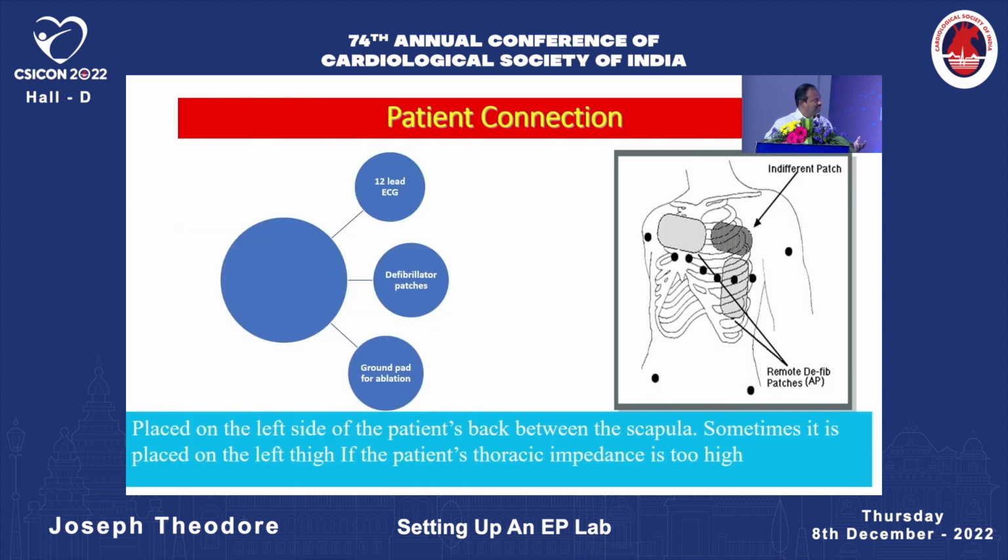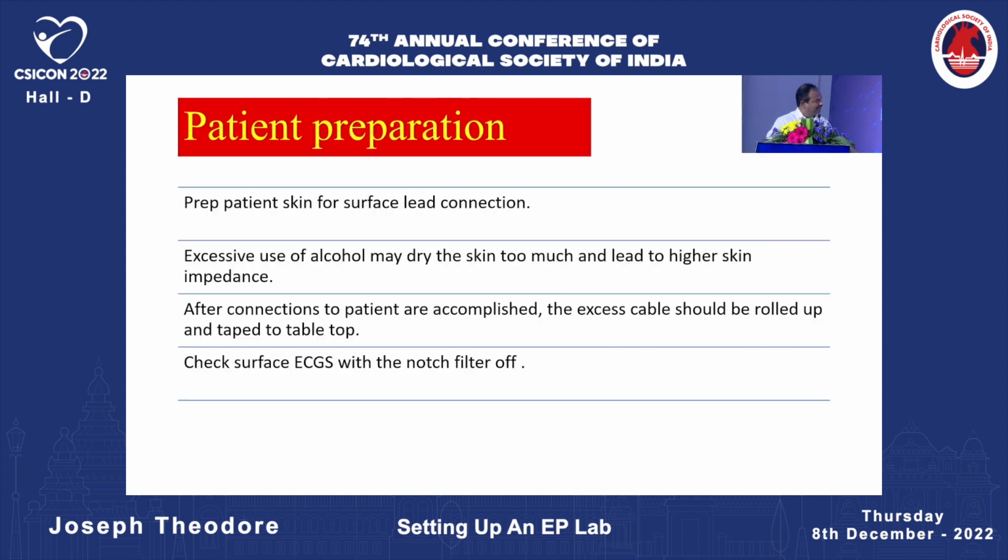When we zoom into the patient alone, there are multiple connections over him. One is the 12 lead ECG, the defib patches in some cases, and the indifferent patch for ablation. These are the connections to him where the contact should be good enough so that the impedance and everything can be managed. When you use a 12 lead ECG, try to use a 1 millimeter patch electrode so that you get crisp signals.